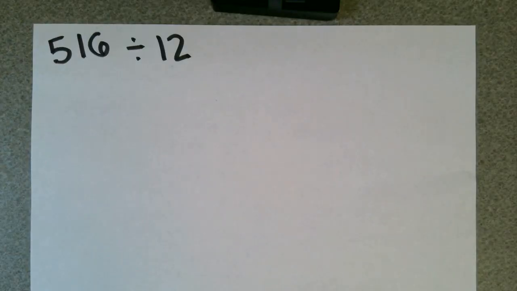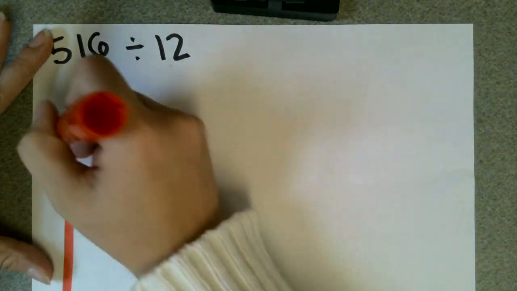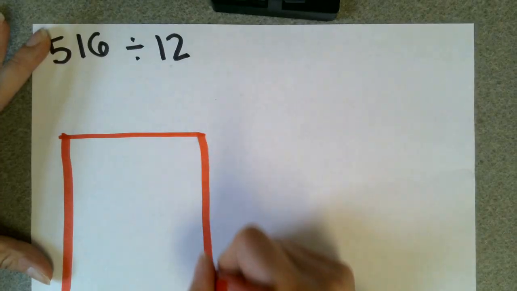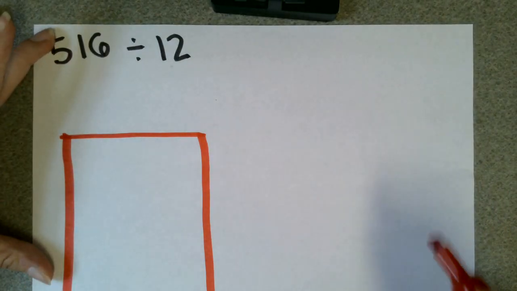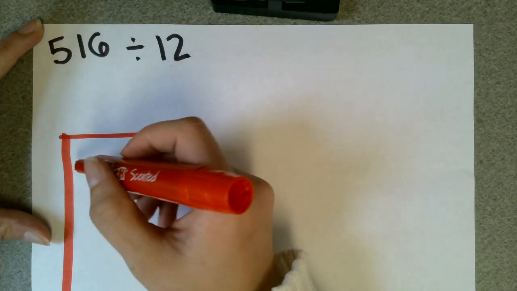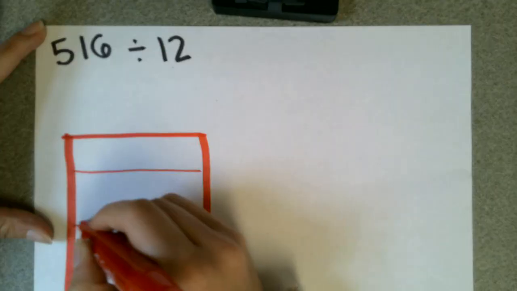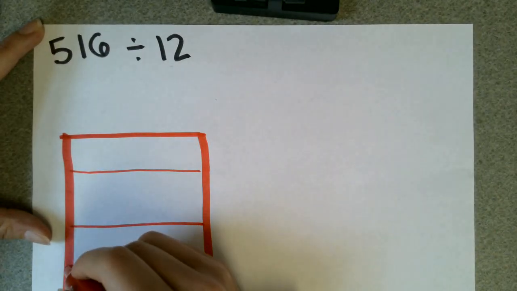Okay, so the students know that they have to start with a table with their multiples of 10. So you'll draw a table. And what we want to find out with these multiples of 10 is how many of 12 can fit into 516. Why we do multiples of 10 is because we want to do that instead of repeated addition.